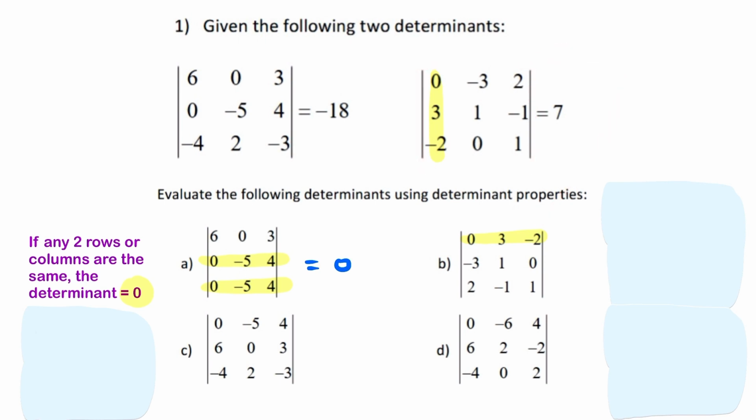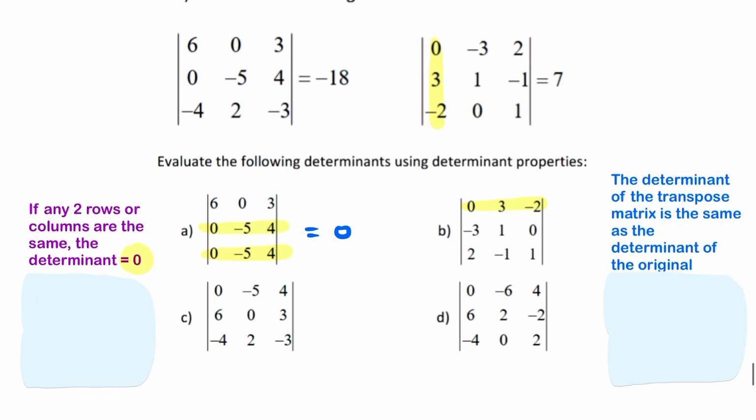And there is a property that says that if you transpose a matrix, the determinant is the same. Right? So transposing a matrix doesn't change the determinant. So the answer will be 7 because the determinant of the original was 7.